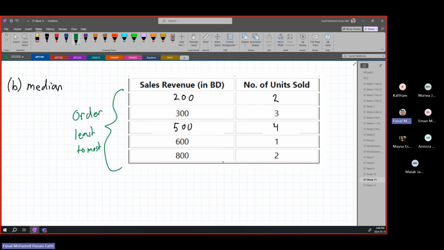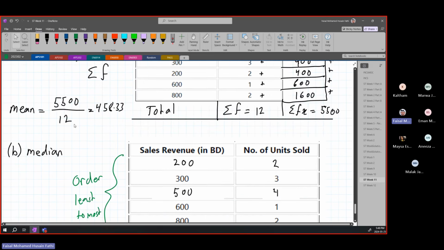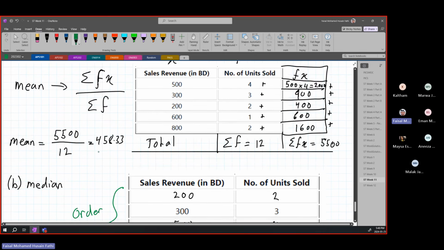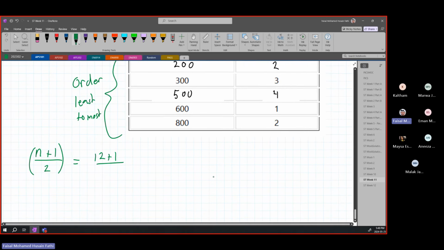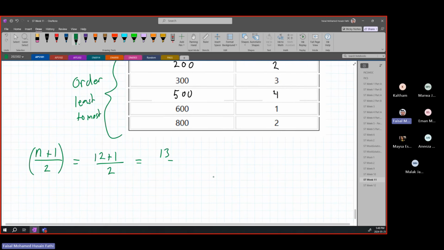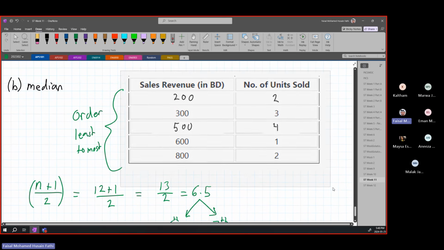Now that we have done our order, we can apply the median equation, which is (n plus 1) over 2, to find the term. Our n we found earlier, sigma f is equal to n. So it is 12 plus 1 divided by 2, which is 13 over 2, so we get 6.5. When we have a decimal point, we have to look at two values and take the average. So we look at the 6th term and the 7th term and take the average of both. First, we need to find our cumulative frequency.